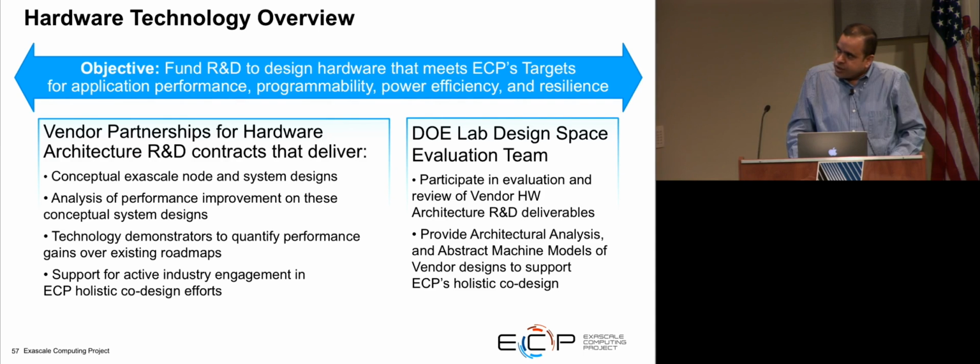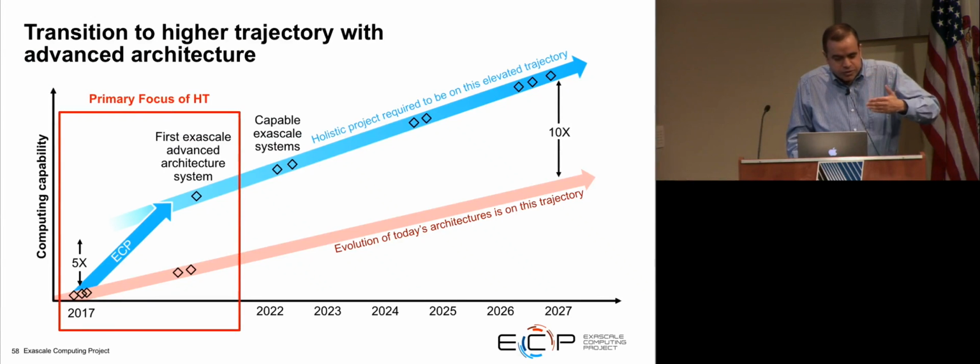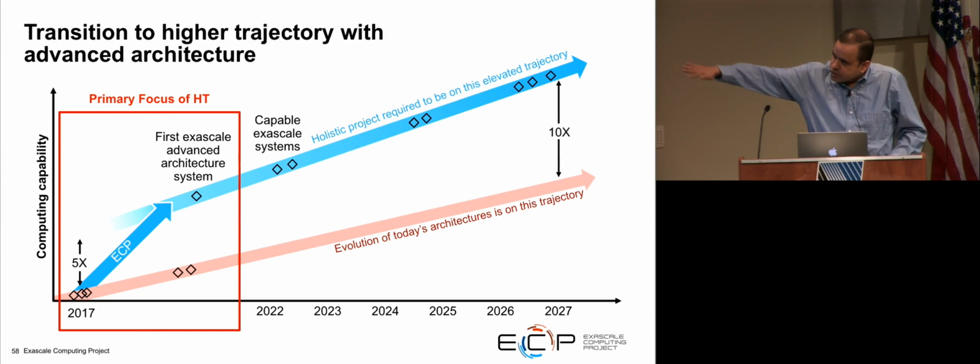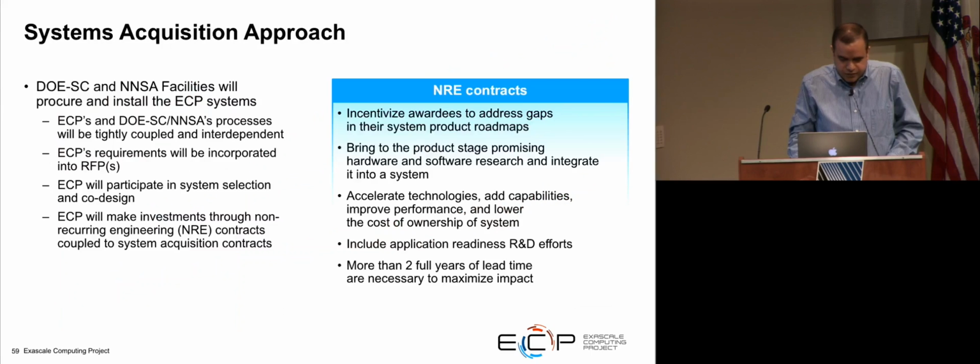On the hardware side, there are 2 efforts. One is the Path Forward program, which funds vendors to accelerate their roadmap, and the other is a relatively smaller effort. It's called Design Space Evaluation, where teams at the labs use hardware evaluation tools or simulators or machine models to evaluate what these vendors are doing and provide them feedback. And this is what this graph shows, what the Path Forward effort is supposed to do. It kind of accelerates the vendor roadmap. So instead of being on that pink line, it provides a higher level of computing capability with their investments.